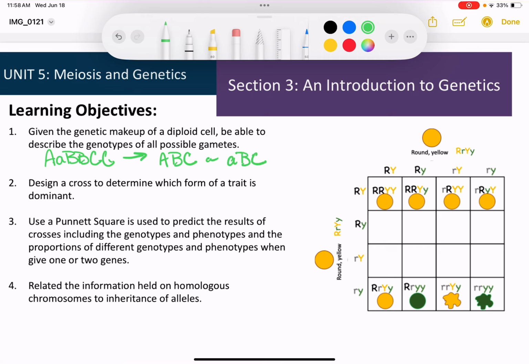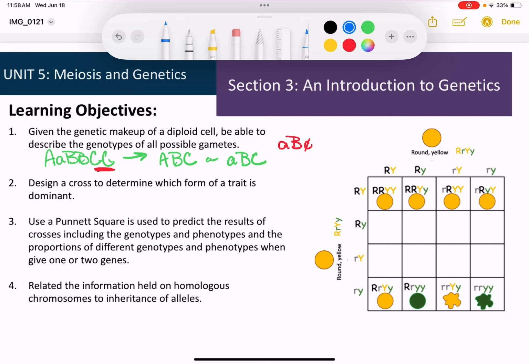Now, if I give you a lot of different options, instead of making you list all of the options, I'll probably ask, can you make little a, big B, little c? And your answer should be no, because you only have the big C allele to give from this parent, okay?